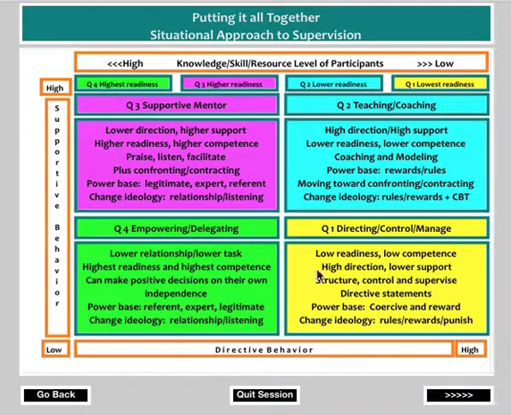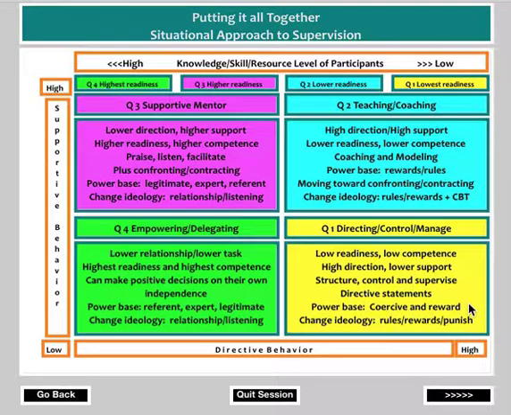And Q4, here you have the highest readiness level. You're working with individuals with high knowledge, high skills, and a good deal of resources. Here your role is more empowering and delegating. You're stepping out of the way. You're low direction and low support. So lower relationship, lower task, highest readiness group at highest competence who can make positive decisions on their own. You're leading them towards independence. Your power base is you're probably viewed as referent, expert, and legitimate. And your change ideology is relationship and listening.